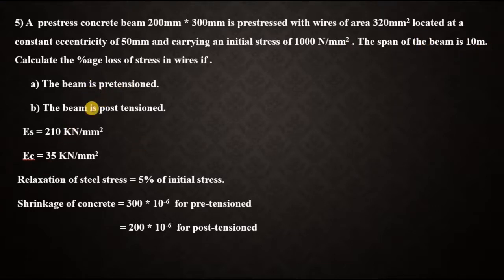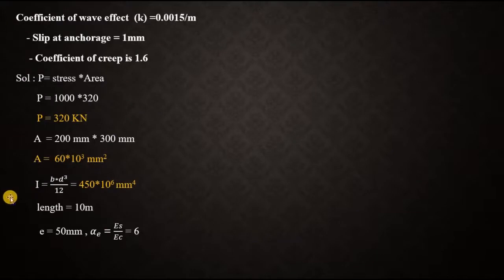And here observe, they have given both the systems. For both the systems, that is pre-tension as well as post-tension, we should calculate the percentage loss. Using these data, we should calculate for both the things. But here be careful, for shrinkage of concrete we have two different values for two different systems. So let's start with the solution.